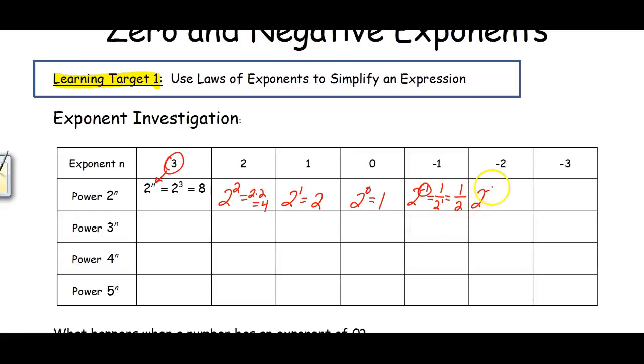Okay, and then we have 2 to the negative second power. Again, you can never have a negative exponent, so this just becomes 1 over 4. Same thing with 2 to the power of negative 3, it becomes 1 over 8.